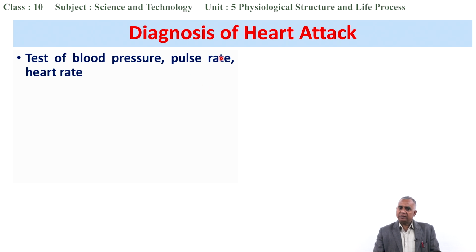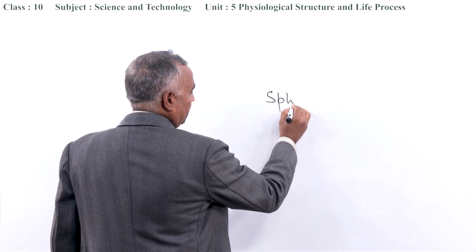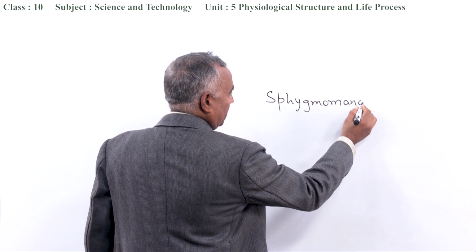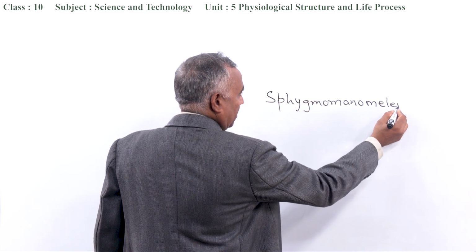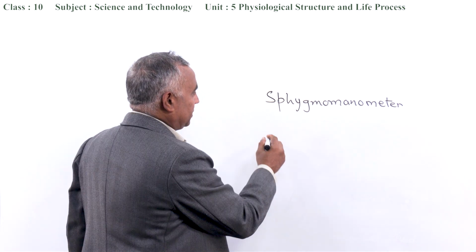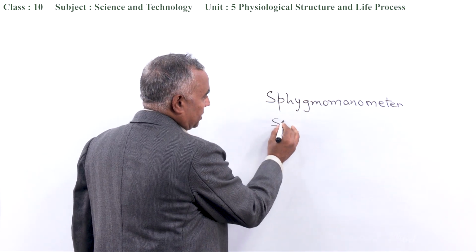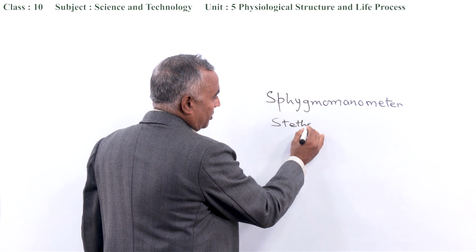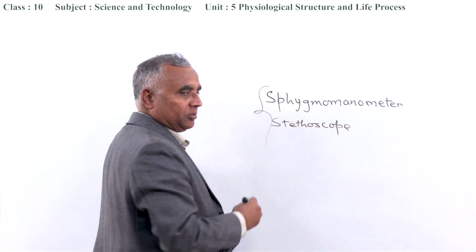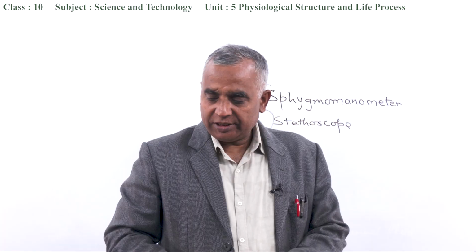Your pulse rate does not need any instrument, but blood pressure needs what? Sphygmomanometer. And what is used to measure heart rate? Yes, that is what? Stethoscope. So these are the instruments which are used to measure these things.